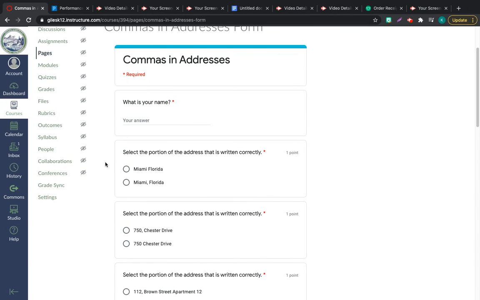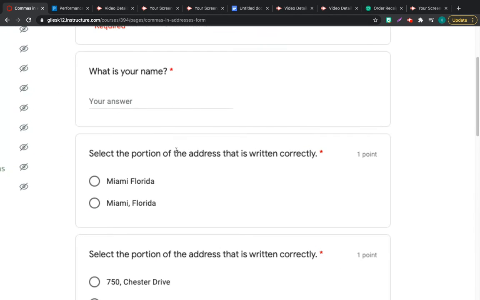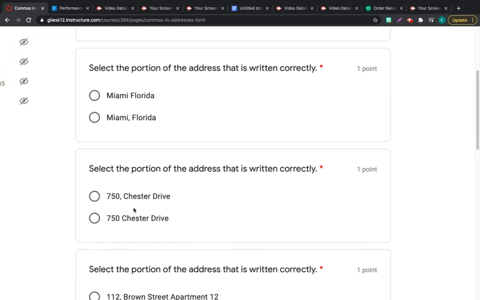Now, remember, these are just straightforward, okay? So if we look at number 1 together. Miami, Florida. Where would my comma go? It's a city and a state. So where would my comma go? Yes, it would go in between Miami and Florida. Let's look at the next one. Now, it's just a street number and a street name. Nothing else. So if it's just a street number and a street name, we do not need a comma.